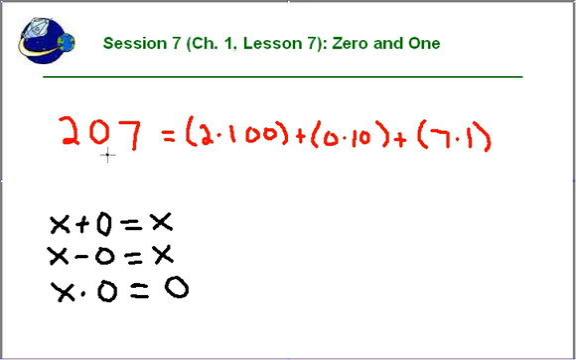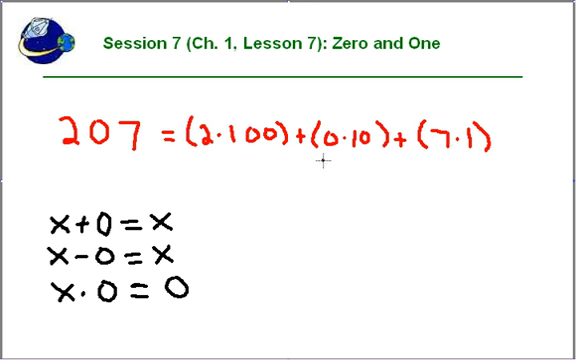What do we have in the tens place? We have a 0 there. That 0 is holding the place. So 0 times 10 is what that represents. And then our last place, our units or ones place, is filled in by a 7. So that would represent 7 times 1.